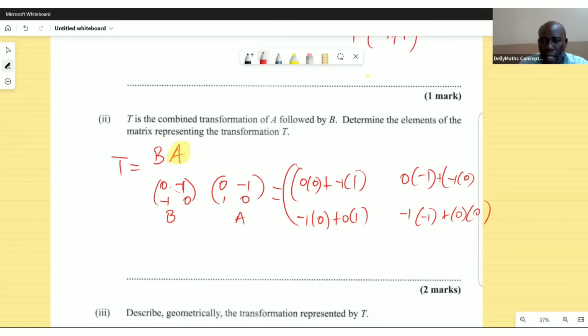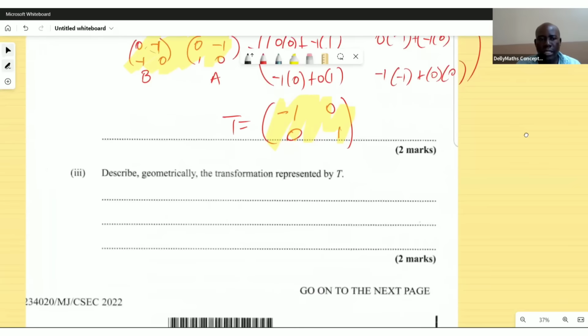So what's my final thing? We have a negative 1. I get 0 there. Get a 0 here again. And I get a positive 1 here this time. So the combined transformation is negative 1, 0, 0, 1. You just multiply ordinary matrix and go. And this is the response for that. So that is the transformation T, correct?